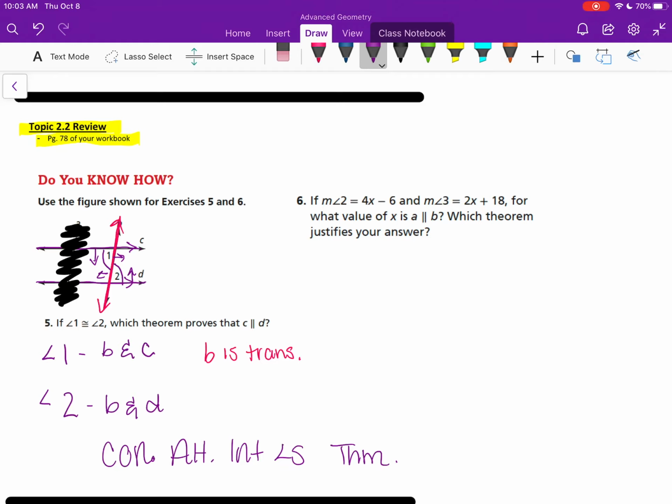Let's look at number 6. It says, now I do need that other line, so I'm going to undo that.